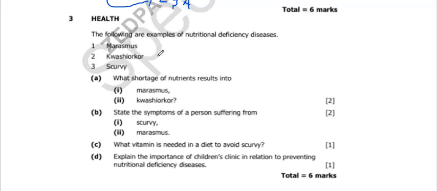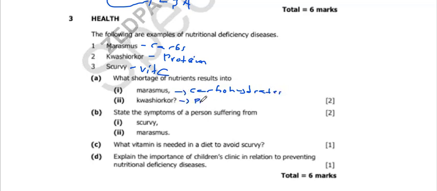So firstly, let's start with knowing what nutritional deficiencies would cause these diseases. Scurvy is caused by lack of vitamin C. Kwashiorkor is caused by lack of protein. We had established this earlier. And lastly, marasmus is caused by lack of carbohydrates. So what shortage of nutrients results in marasmus? So we'd have carbohydrates there. Kwashiorkor would have proteins.